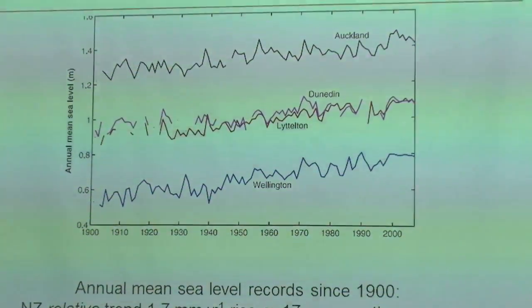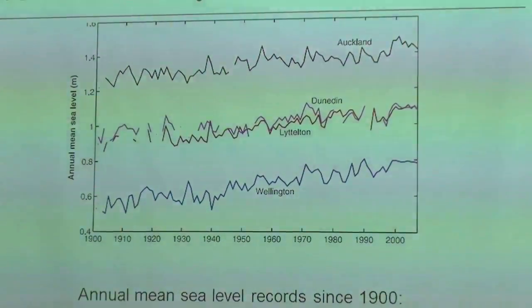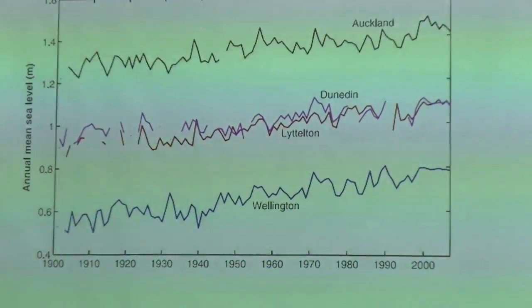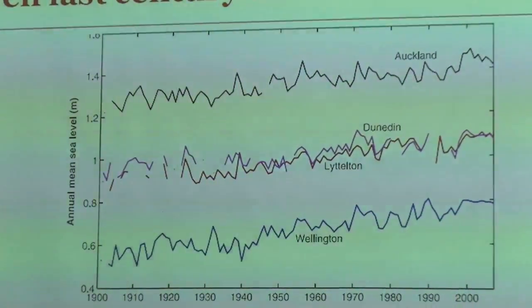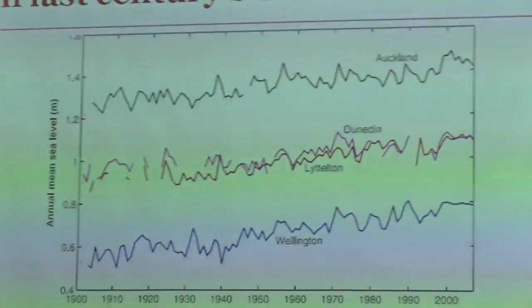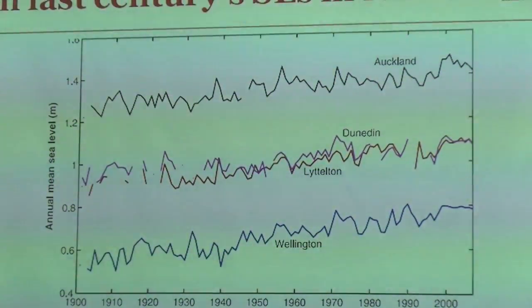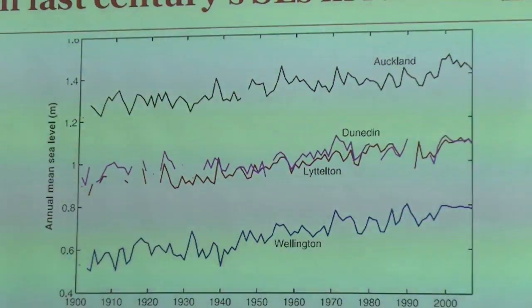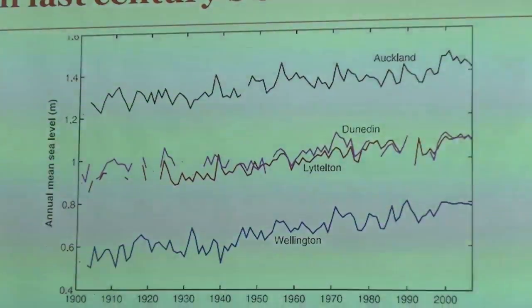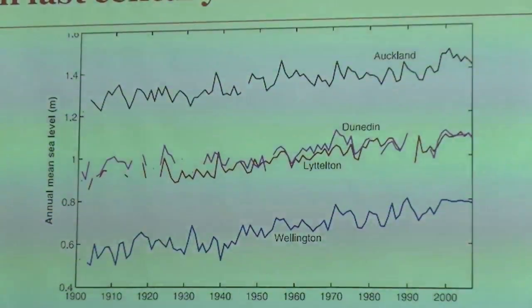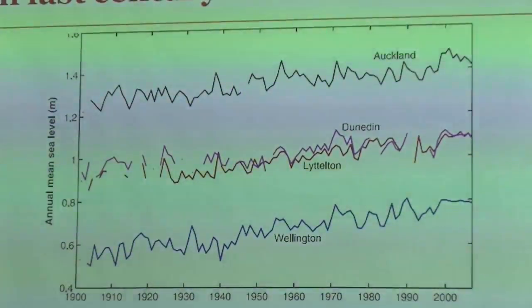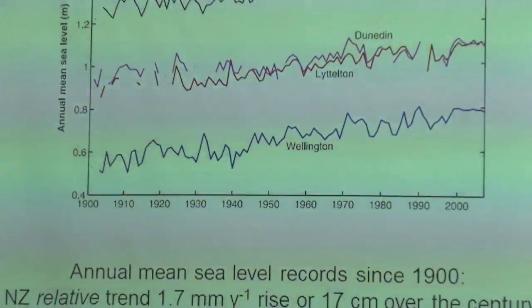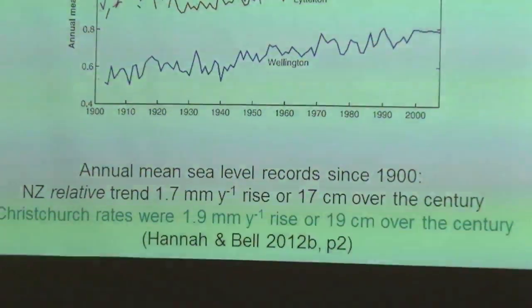Over the last century in New Zealand, we've had a relative trend of sea level rise of 1.7 millimetres per year. Tiny fraction per year, but that adds up over time. About 17 centimetres over the last century. In our Canterbury region, if we take account of the sinking of our local part of the South Island, we can estimate sea level rise over the last century of about 19 centimetres. So we've had 19 centimetres of sea level rise.